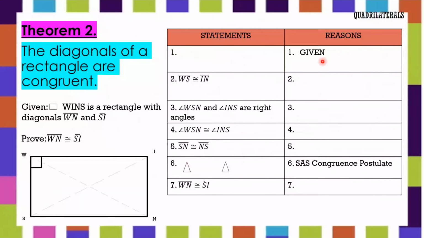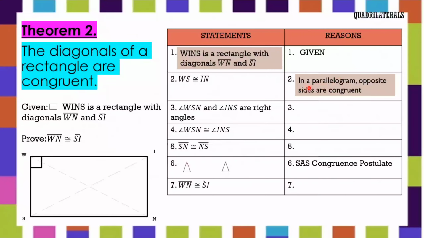So, number 1, again, given. Ano yung given natin? That WINS is a rectangle with diagonals WN and SI. Okay? Next, number 2, we are given that WS is congruent to IN. Saan ba yan? We have WS is congruent to IN. Anong pairs of segment ito? So, sabi sa reason, in a parallelogram, opposite sides are congruent. So, since WS is the opposite side of side IN, therefore, they are congruent.